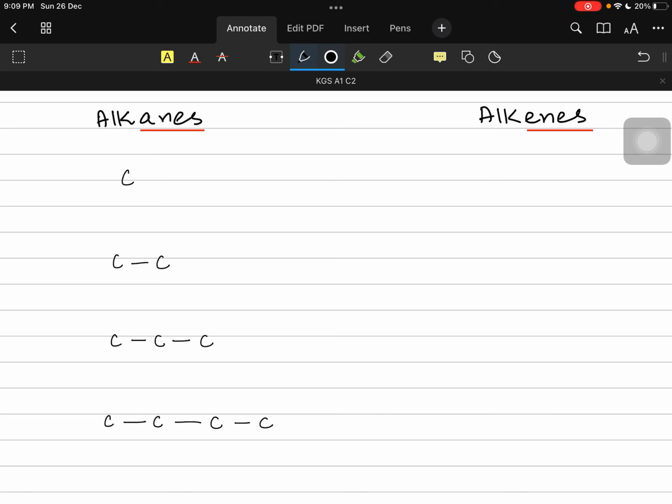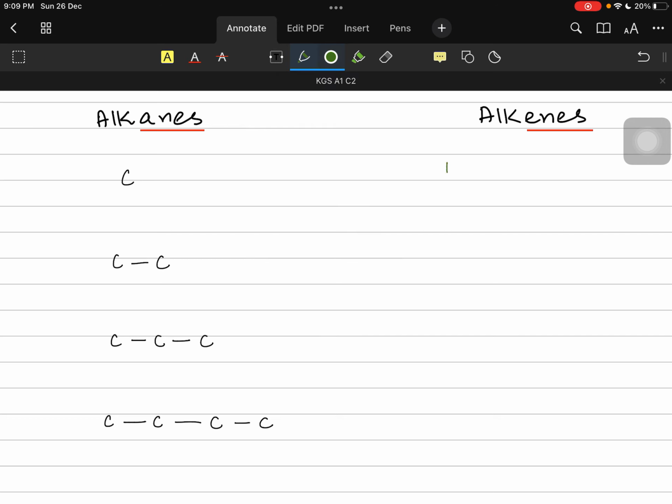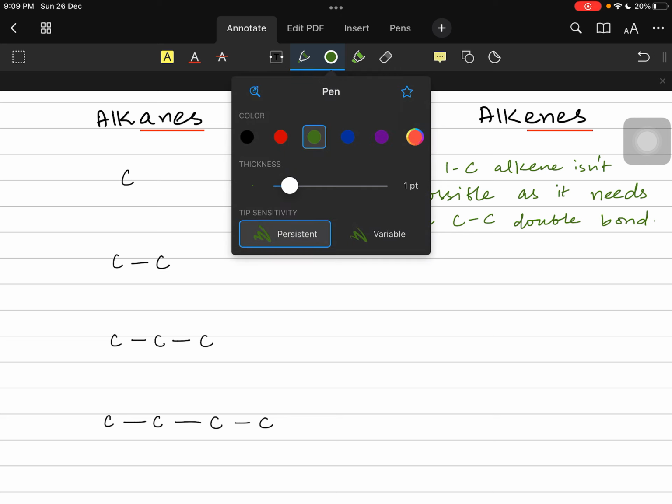So I know a 1 carbon alkene isn't possible. I can't draw a 1 carbon alkene. You know why? Because a 1 carbon alkene isn't possible, as it needs a carbon-to-carbon double bond. So I cannot have a single carbon alkene because I need a carbon-carbon double bond. How will I have it? But I can have a 2 carbon alkene.